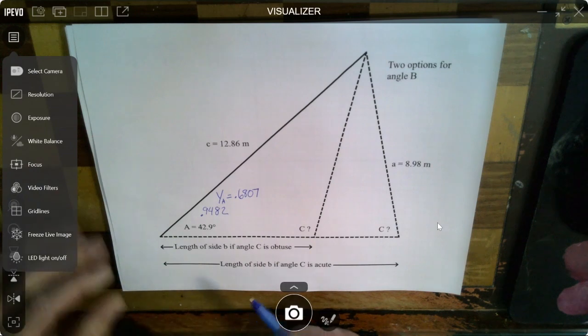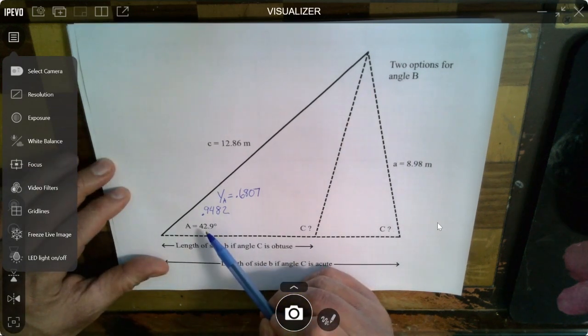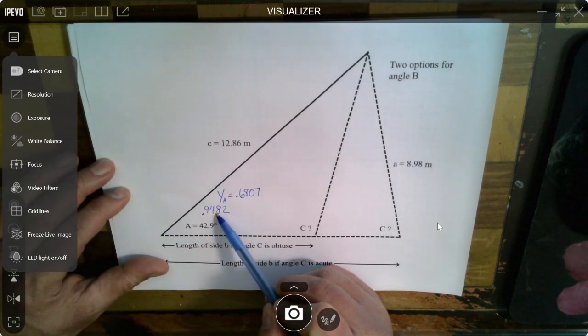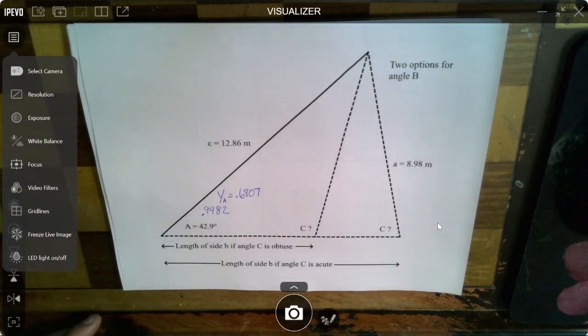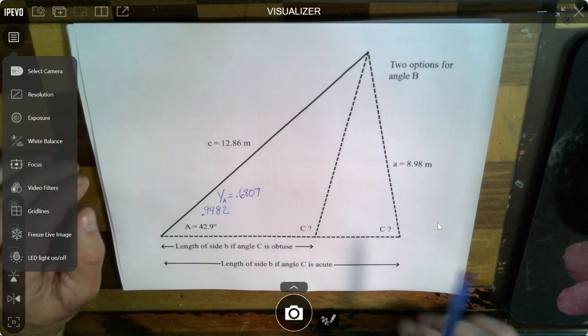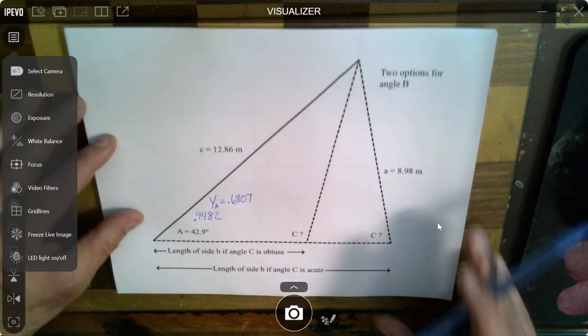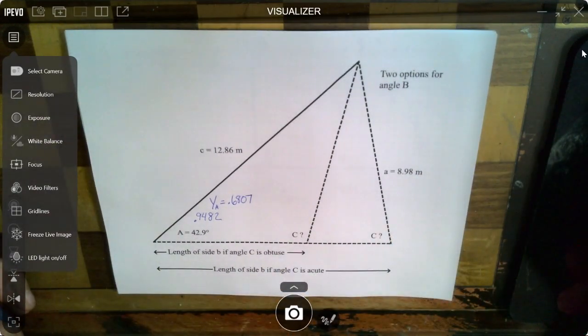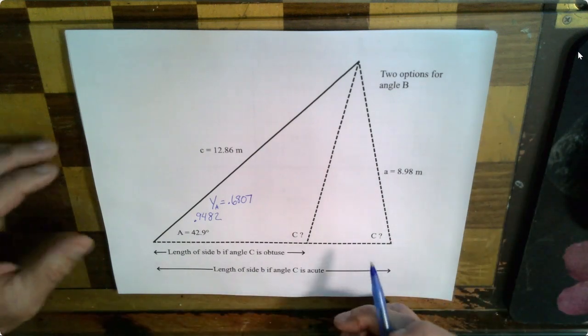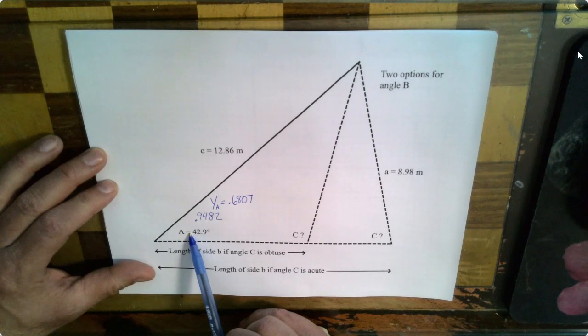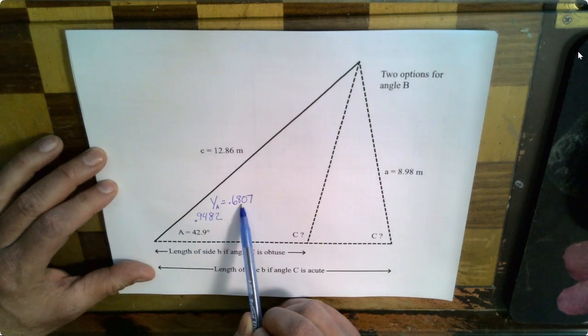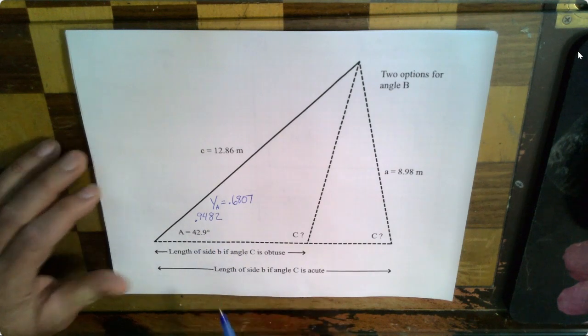From the calculator, we translated from degrees to quaterns, and now that we're in quaterns, we don't have to go back to degrees until all the way at the end. The rest of the triangle can all be solved in quaterns, and then we can translate back into degrees at the very end. So this is the quatern measure of angle A, and this is the quatern sine ratio of angle A.